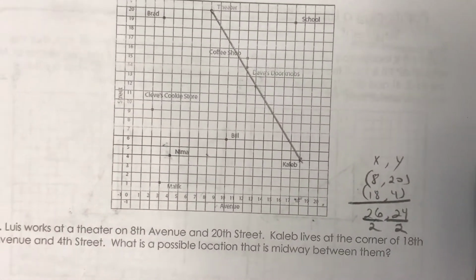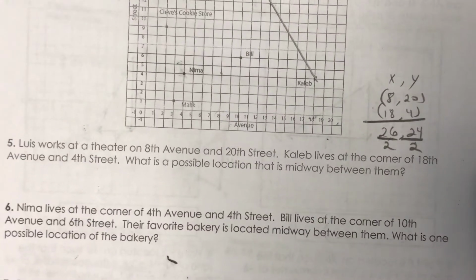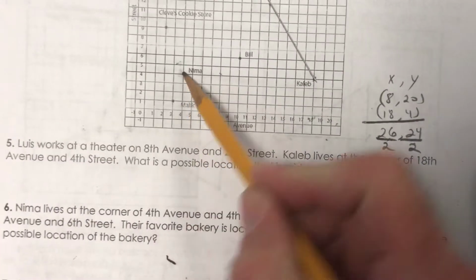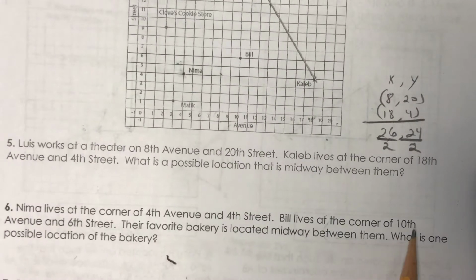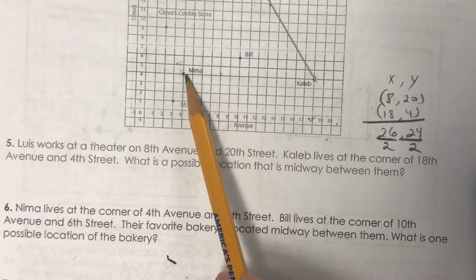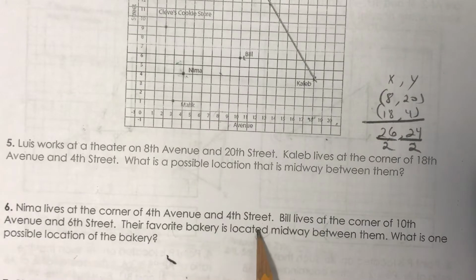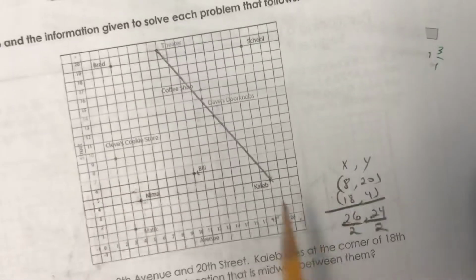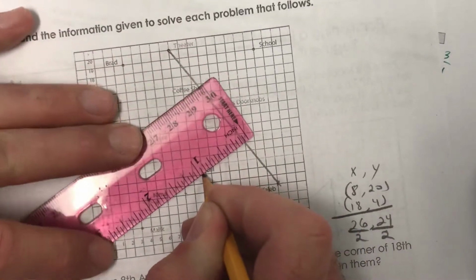Okay. So number 6, Nima lives at the corner of 4th Avenue and 4th Street. So Nima's right there. Bill lives at the corner of 10th and 6th. Let's just look for names, Nima and Bill. Their favorite bakery is located midway between them. Again, let's do this the same way.